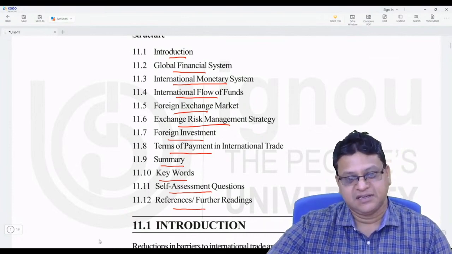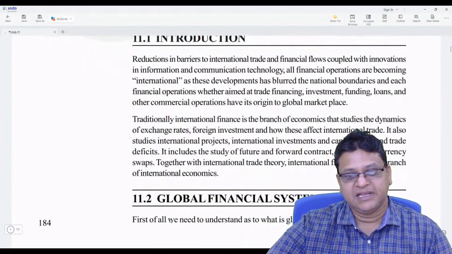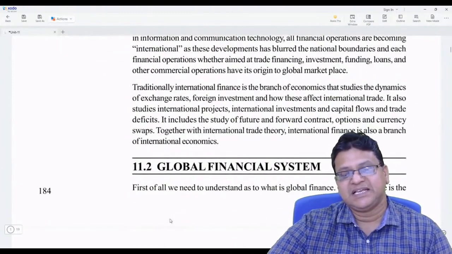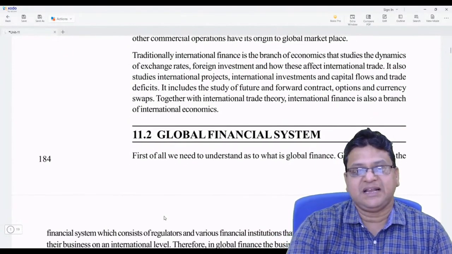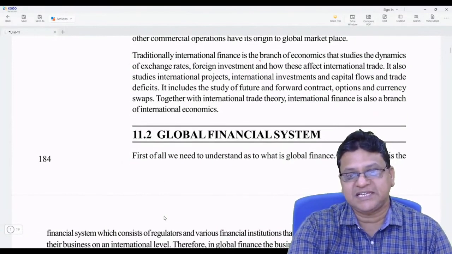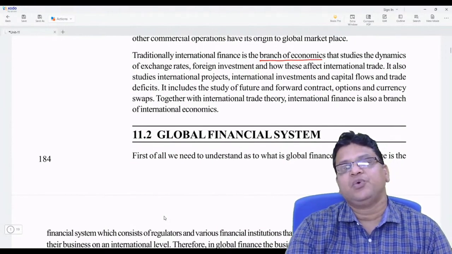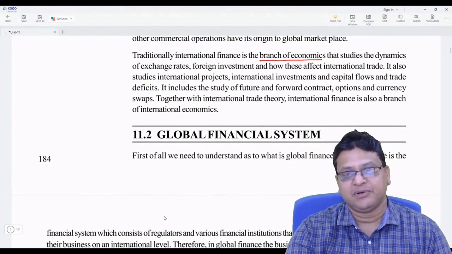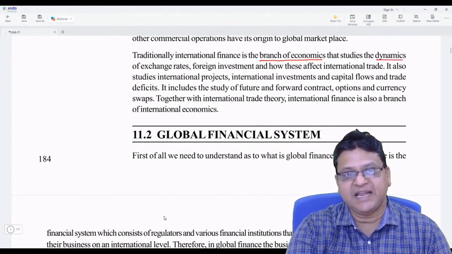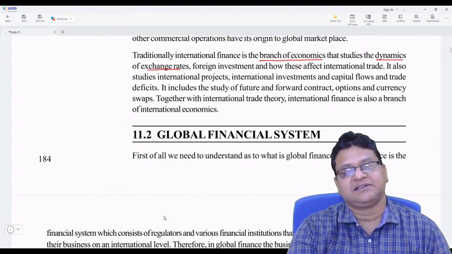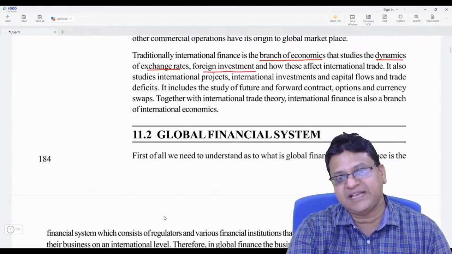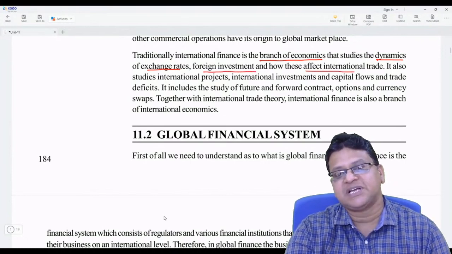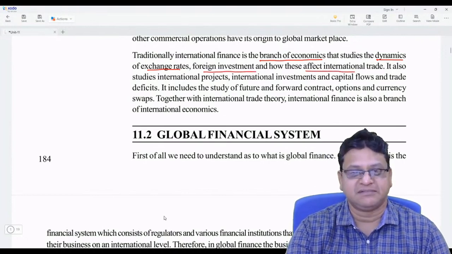Friends, international finance is a branch of economics. Traditionally, international finance is a branch of economics which studies the following. It studies the dynamics of exchange rate. It studies foreign investment and how these affect international trade.